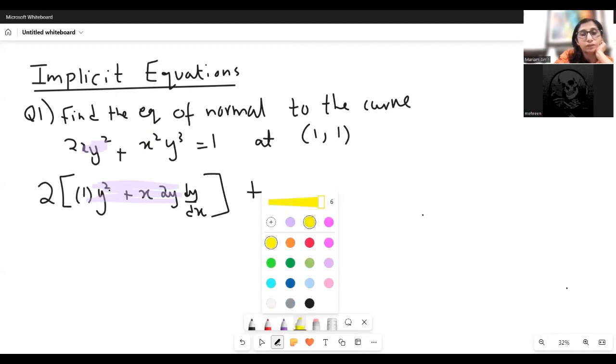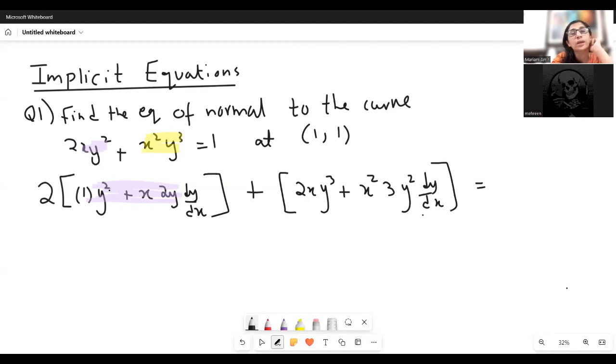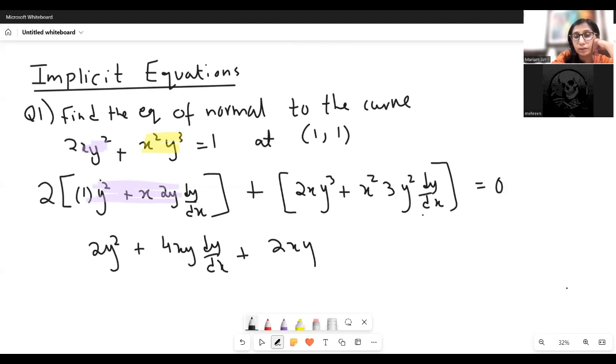Plus, now we derivate this. Again, product rule. So x square's derivative is 2x, dx over dx, which I'm not writing, times y cube plus x square, derivate y cube with respect to x. It's going to be 3y square and then dy over dx. Bracket close equals derivative of 1 is 0. So simplify, we get 2y square plus 4xy dy by dx plus 2xy cube plus 3x square y square dy over dx equals 0.